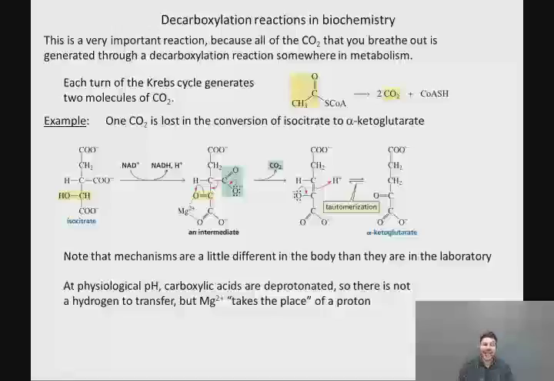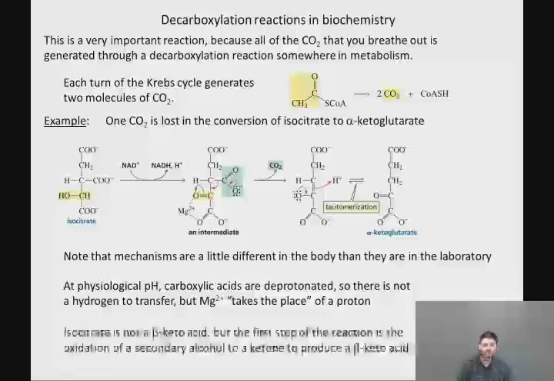And then the electrons from the ketone C=O bond go onto the oxygen, and in this case, they are coordinating magnesium 2+. So once again, we have an enol that is formed initially, which undergoes the favorable tautomerization to give the ketone, and that ketone, of course, is the keto of alpha-ketoglutarate.